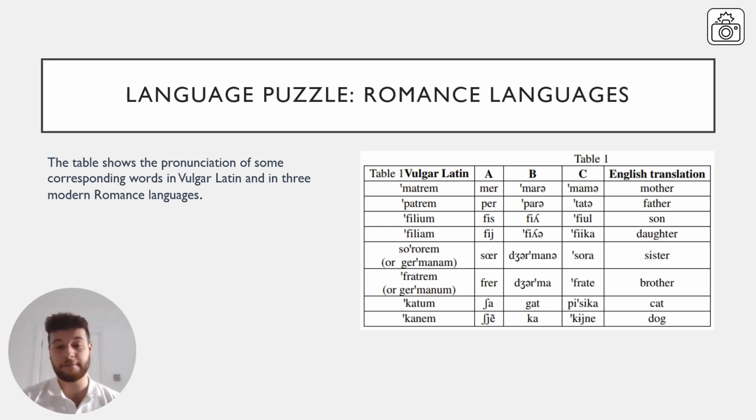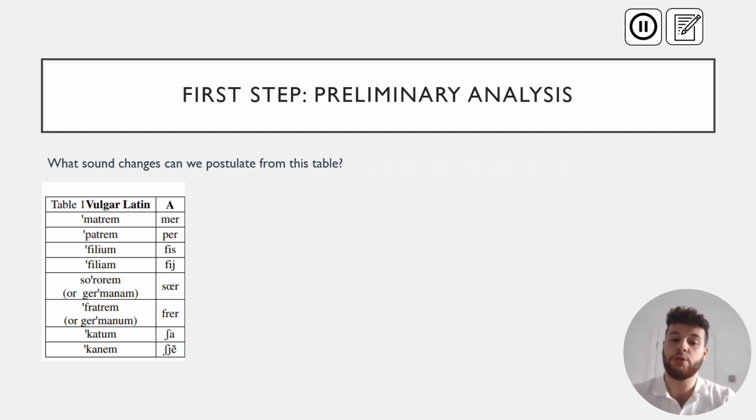You're normally given a handful of words to work with, and you need to use that to answer the questions that follow. I always recommend taking a very quick preliminary analysis, maybe 5 minutes or so, 10 if you need, just to posit some rules that relate Vulgar Latin to A, to B, and to C. So that's what we're going to do to start with. So screenshot that table there, and we'll move straight on to what links Vulgar Latin and language A.